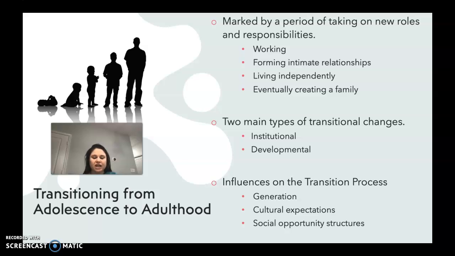Failure to understand and incorporate both systems may result in various negative outcomes. Also, adolescents are expected to become self-sufficient and make independent decisions within this time period. And lastly, the transition from adolescence to adulthood is connected to generations, cultural, and social opportunities.